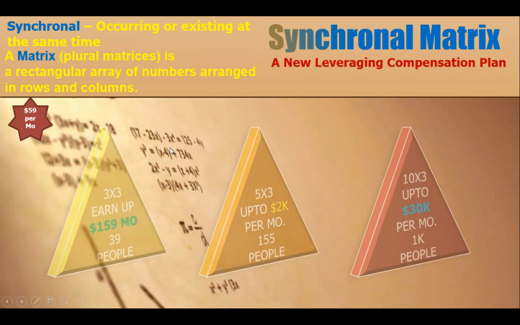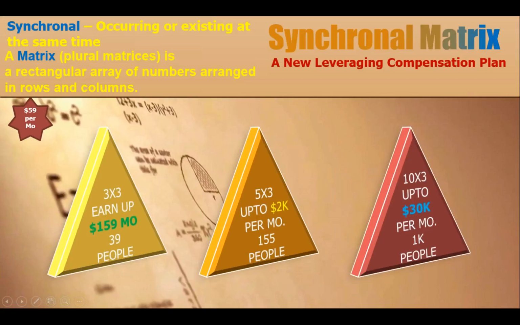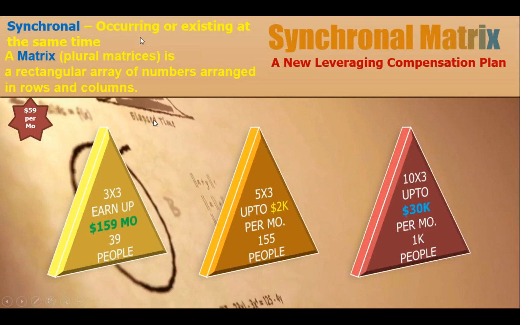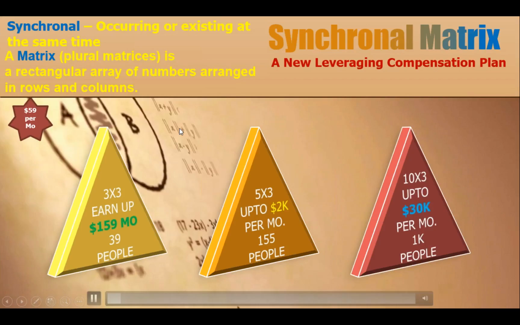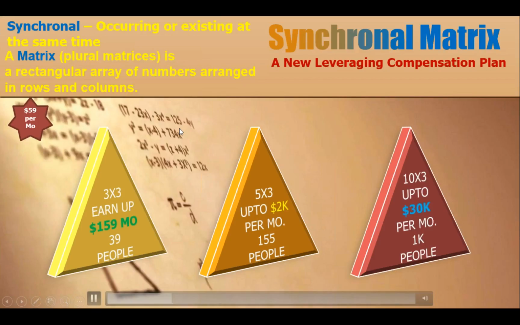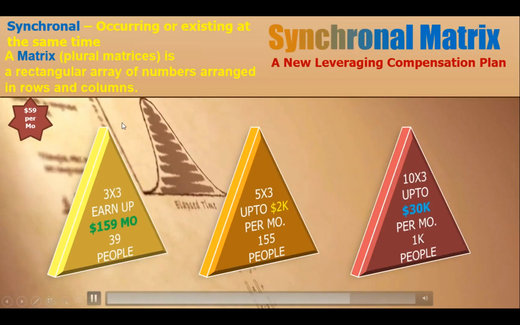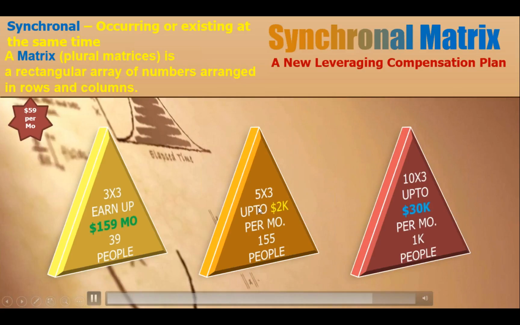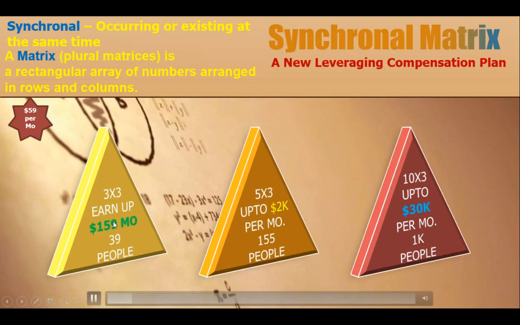You're going to be in a synchronal matrix, a matrix occurring and earning at the same time. That's what synchronal means, earning at the same time. So the people that are just joining are going to be the same people in your 3x3, 5x3, and 10x3 matrix. And there's a lot of money you can earn in this program, ladies and gentlemen.